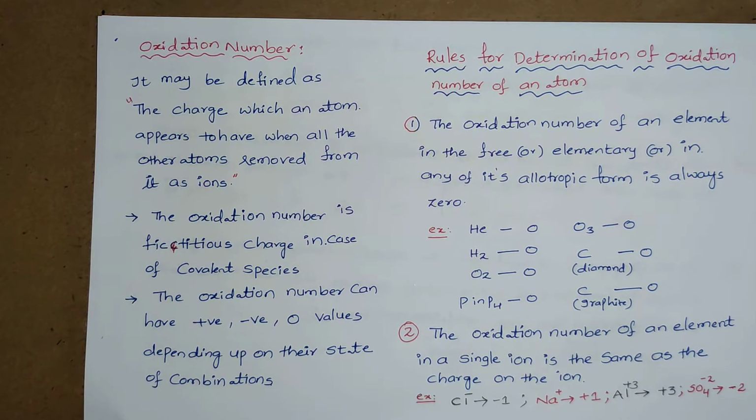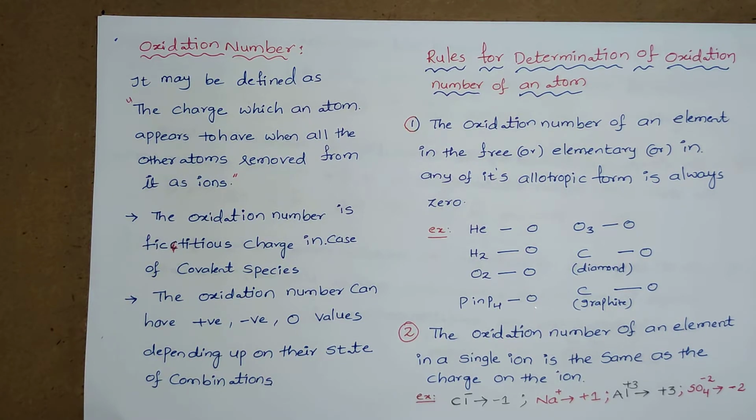Hydrogen molecule, that is the elementary state of hydrogen. The oxidation state of each hydrogen atom in the H2 molecule is taken as 0. Oxygen, O2, is its elementary form. The oxidation state of oxygen is 0. Phosphorus is generally in the P4 state. The oxidation state of each phosphorus atom is taken as 0. O3 is one of the allotropic forms of oxygen.